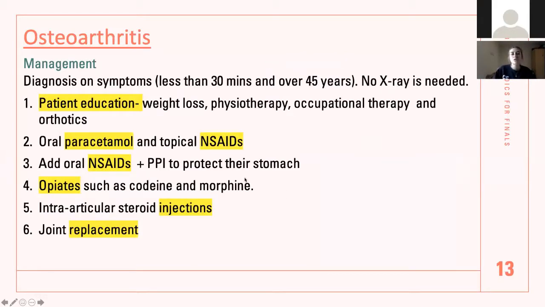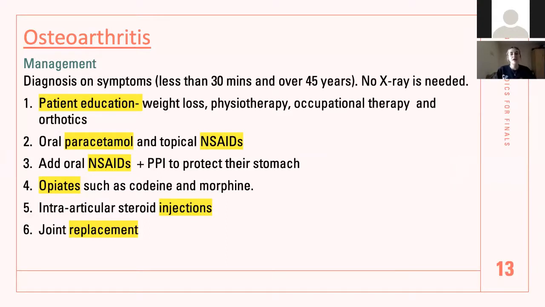So how would you manage these patients? The diagnosis is made upon the symptoms of having stiffness of the joints for less than 30 minutes in the morning, being over 45. No X-ray is actually needed to diagnose this. But the first step would be patient education.